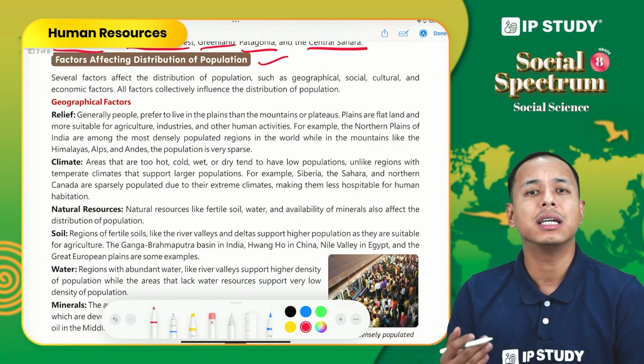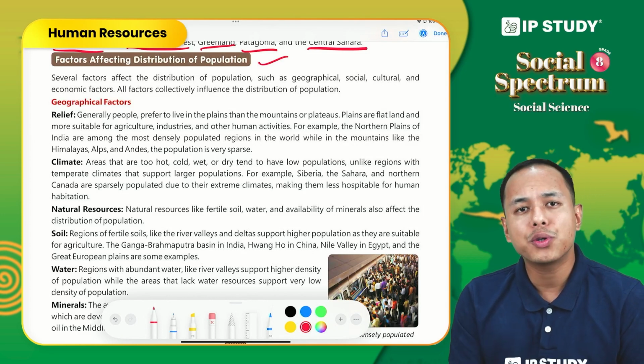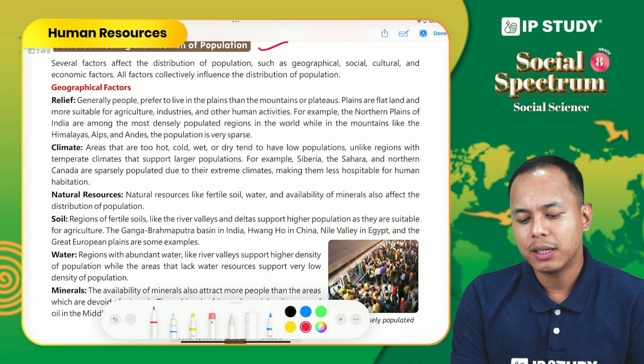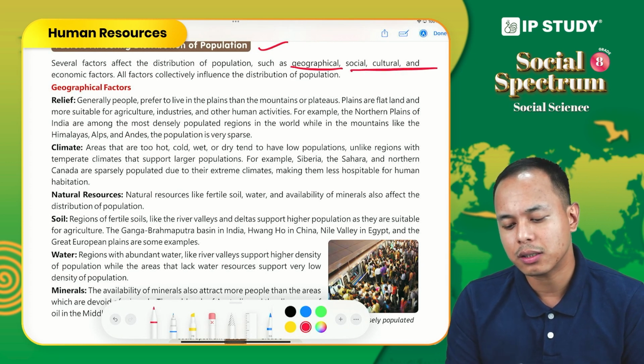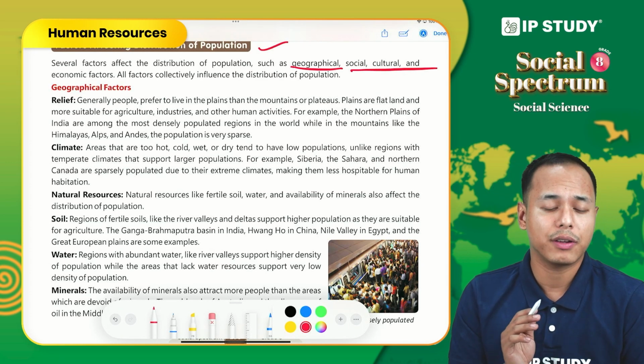As I have already discussed, there are factors that influence the distribution and density of population. So what are these factors? First, we will discuss geographical and then we will see social, cultural and economic. So firstly, geographical factors, which are very important.